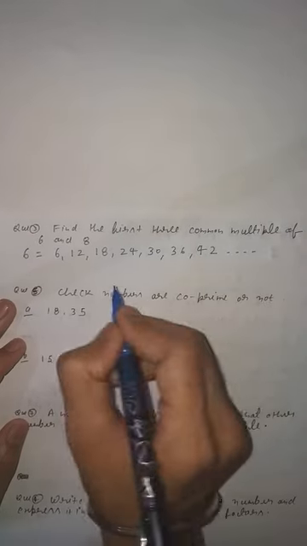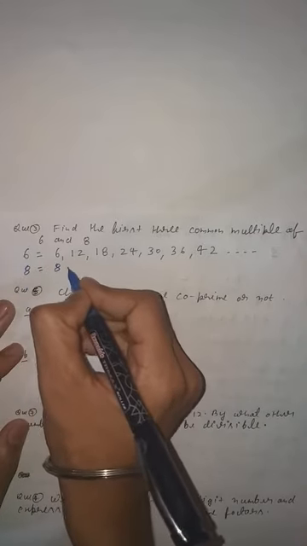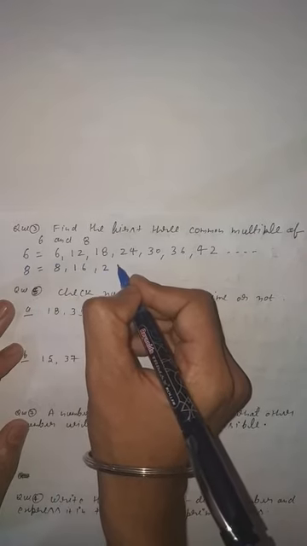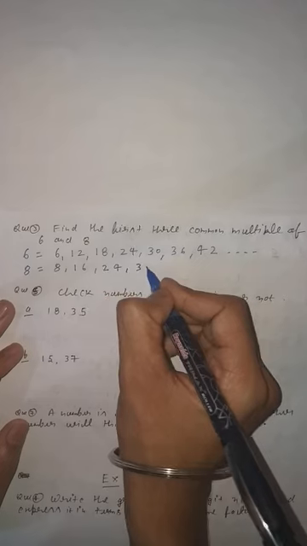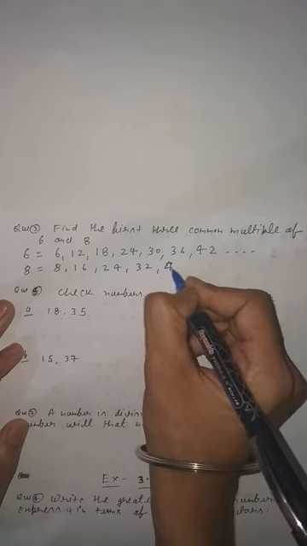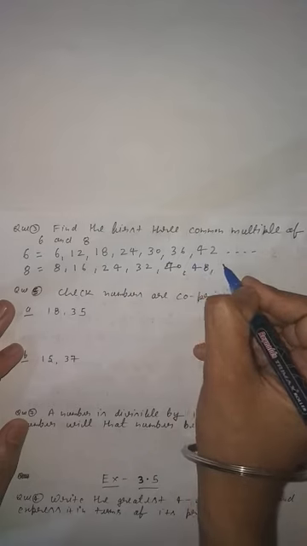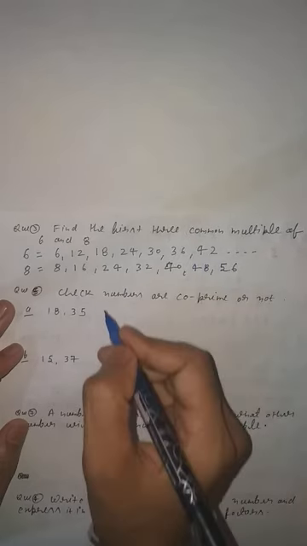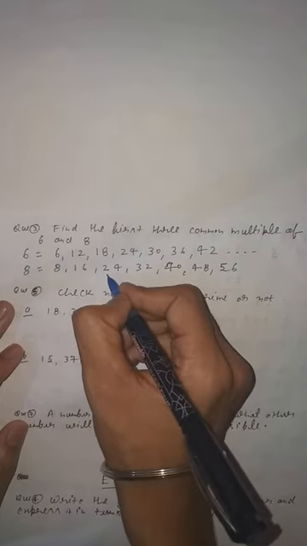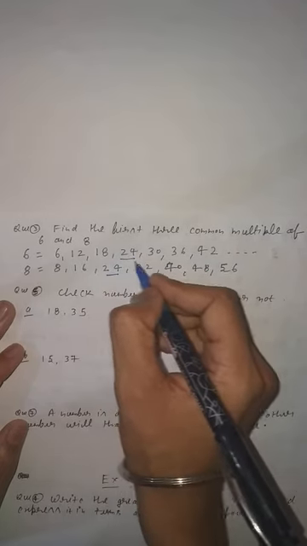We have to write down. Now 8. So 8 1 is 8, 8 2 is 16, 8 3 is 24, 8 4 is 32, 8 5 is 40, sorry, 8 6 is 48, 8 7 is 56. So now the first common multiple is what, students? First common multiple is here 24 and 24. Clear, students?